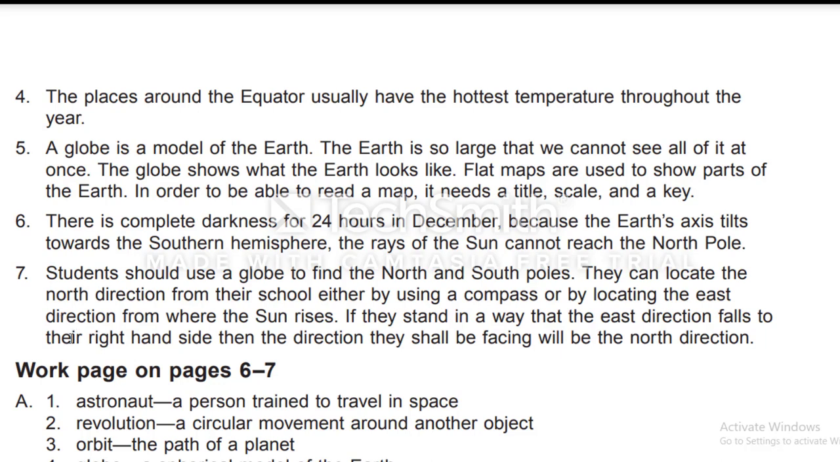Use the globe to find the North and South Pole. Do you know which way is north from your school? So students should use the globe to find the North Pole. They can locate the north. This is the working task. If you have a globe at home, you can use it, but otherwise you will leave it. So we will solve this question number 7 at school, inshallah.